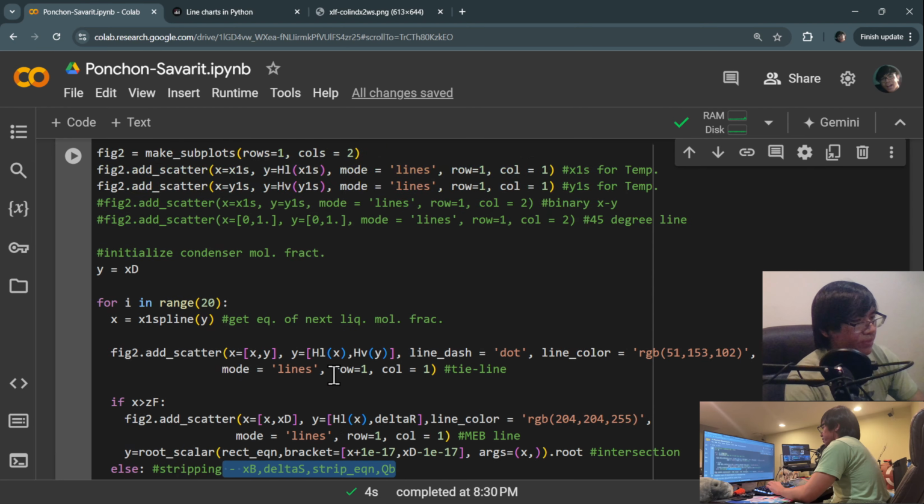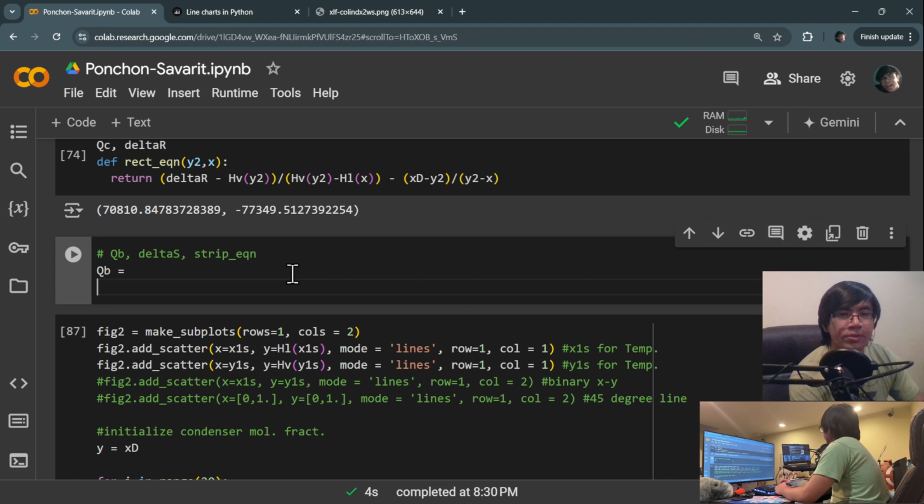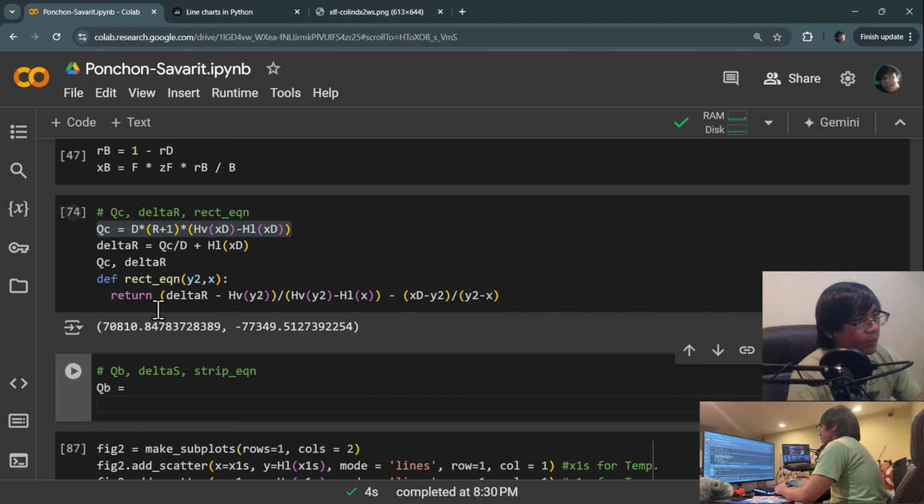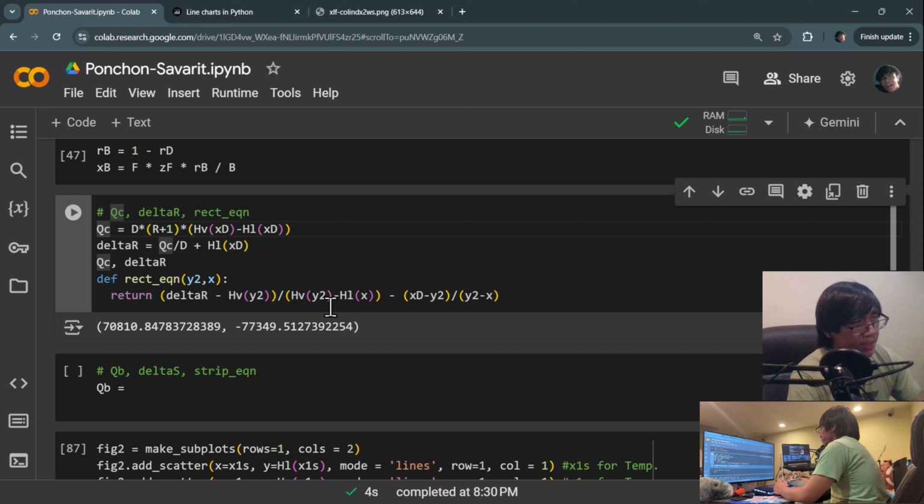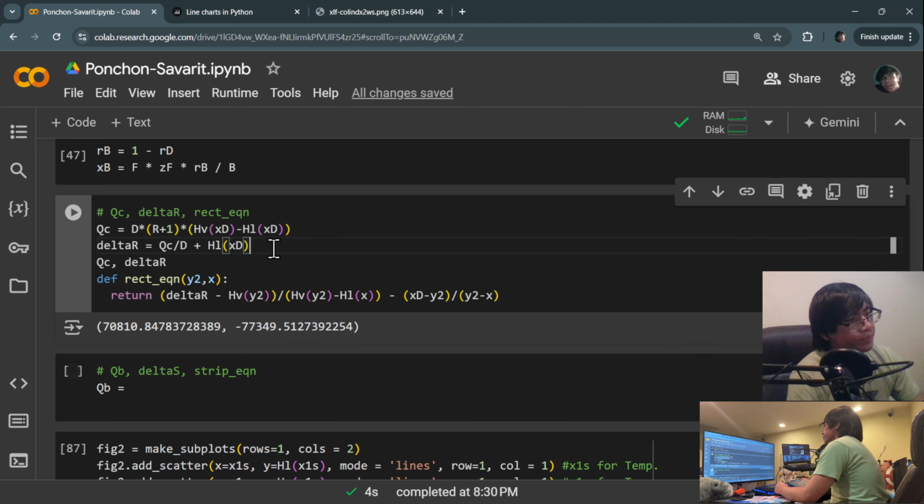Let's just do these. So instead of QC, it's QB for the boiler. We have delta S for our stripping, and then our stripping equation. So let's do this one at a time. So QB will be another balance we'll do, as we did here. But since we have QC, it makes things a lot easier. Delta S is the difference point for our stripping. That's something we already know once we have our QB, our boiling power, or the power associated with the boiler. And then we just plug in our equation.